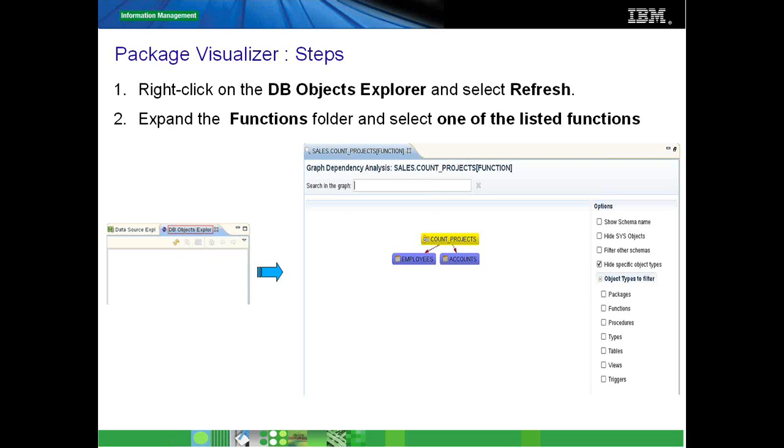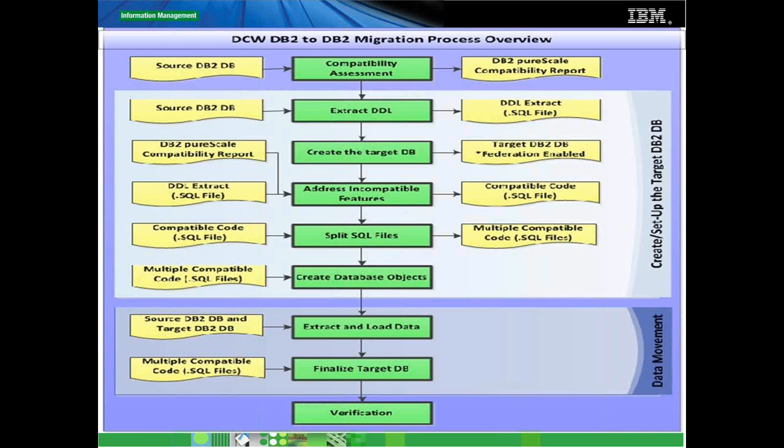Here is a snapshot of how it looks. We have picked up a function called count projects. When we right click on the function and choose to show the package visualization, it shows that it's reading information, or maybe writing information, to two different tables, the employee and accounts tables. So it's fairly easy to visualize that if one particular object is impacted, what other things are going to be impacted eventually. It's really a great tool to make use of.